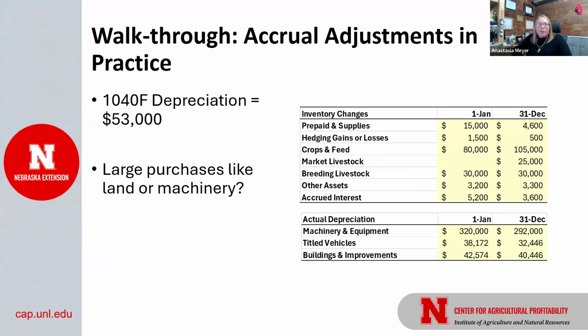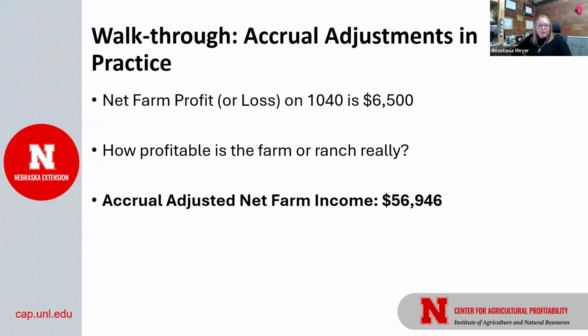Okay. So we said that the taxes said that we made $6,500, but how profitable was it really? Well, according to our accrual adjusted net farm income, we made $56,946. That is your true profitability of that farm and ranch.